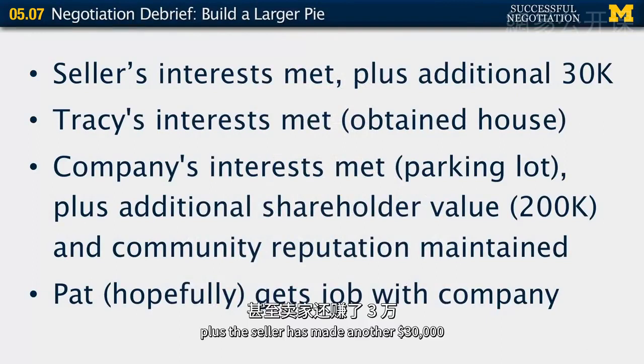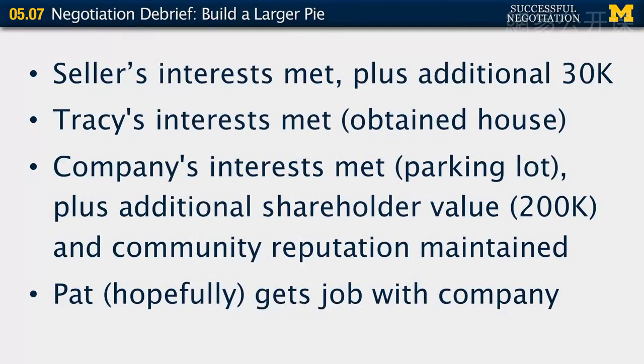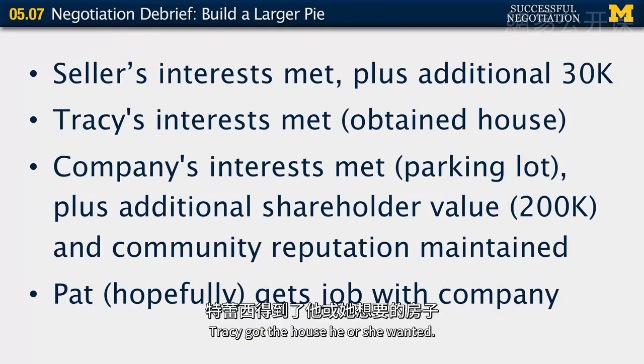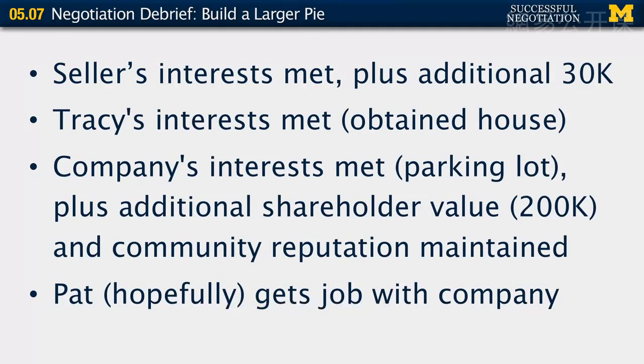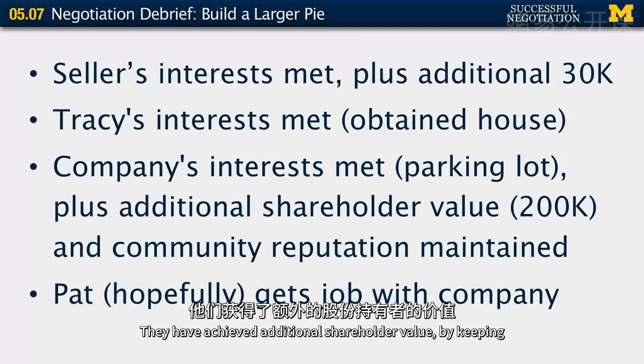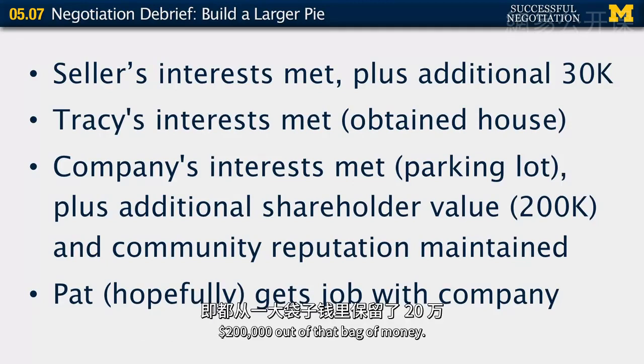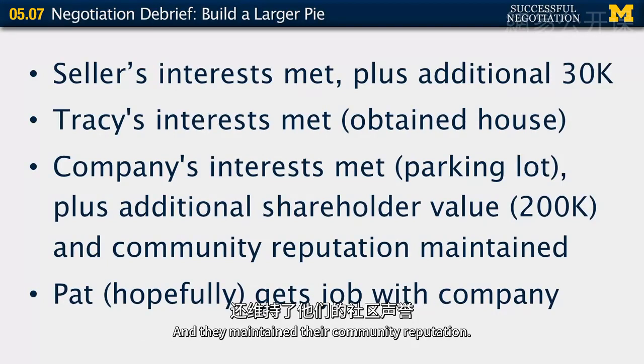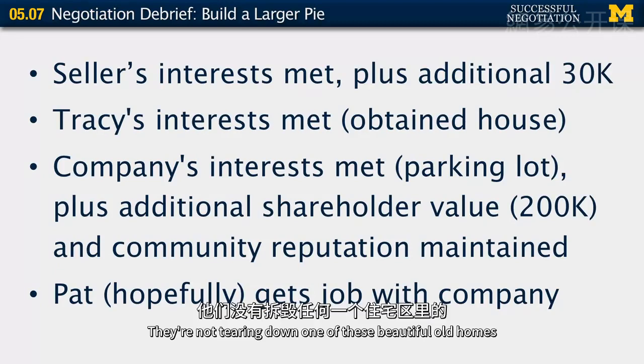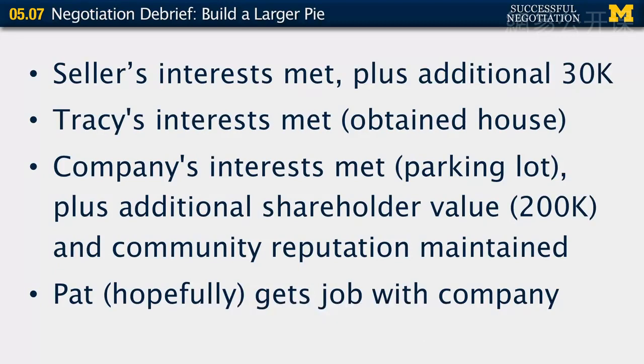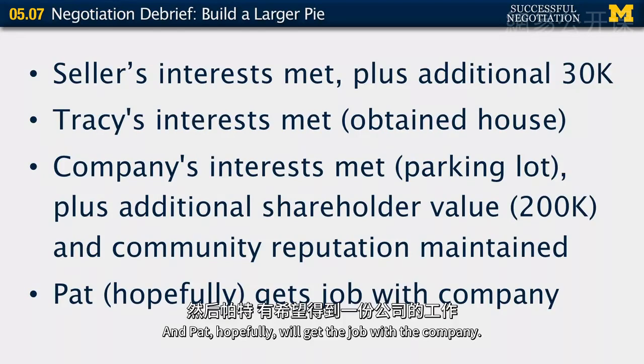So you look at this solution and look at the interests that it satisfies. The seller's interests are met, plus the seller has made another $30,000 by getting the $200,000 condo instead of the $170,000 in cash. Tracy's interests are met. Tracy got the house he or she wanted. The company's interests are met. They got the land they need for a parking lot. They have achieved additional shareholder value by keeping $200,000 out of that bag of money, and they've maintained their community reputation. They're not tearing down one of these beautiful old homes in a residential neighborhood. And Pat, hopefully, will get the job with the company.